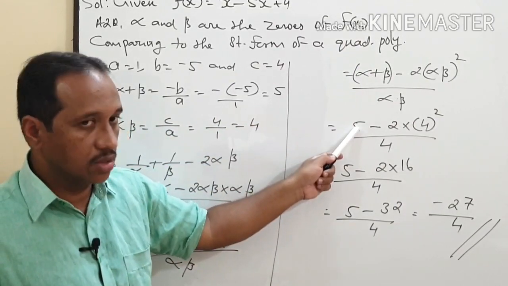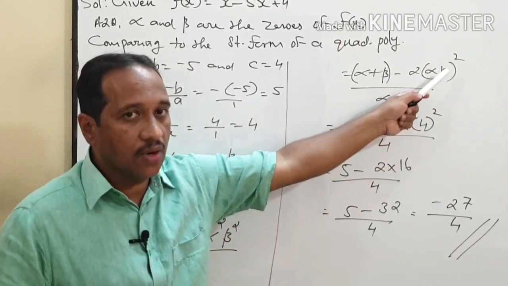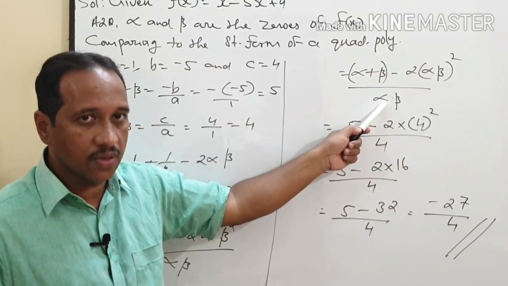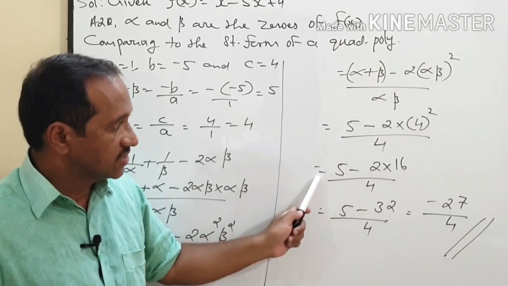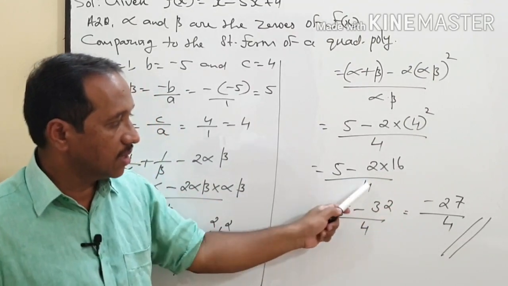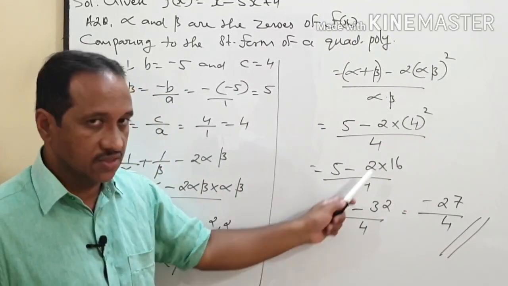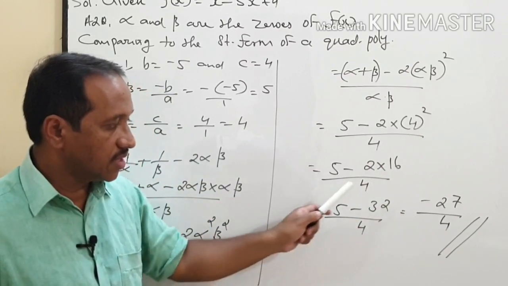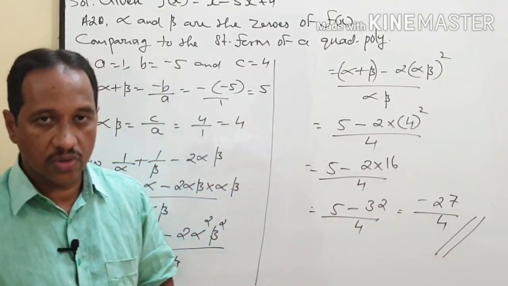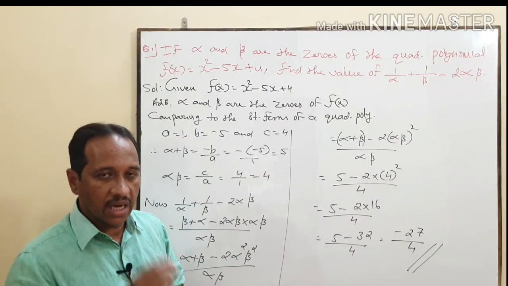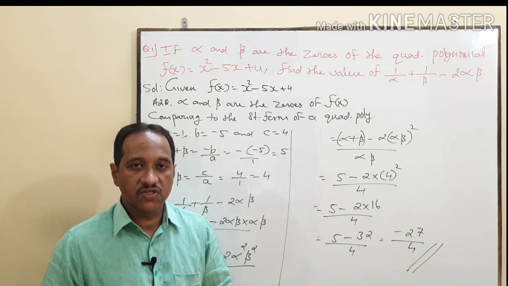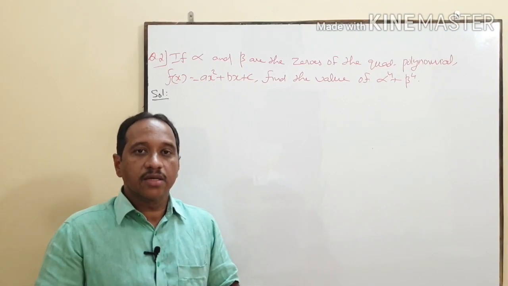So alpha plus beta is equal to 5 minus 2 into (alpha beta) square. Alpha beta is 4. So 4 square divided by, again alpha beta, that is 4, is equal to 5 minus 2 into 4 square, 16, whole divided by 4, that is equal to 5 minus 2 into 16, 32, whole divided by 4. 5 minus 32 is minus 27 divided by 4. Therefore, the value of 1 by alpha plus 1 by beta minus 2 alpha beta is equal to minus 27 by 4.